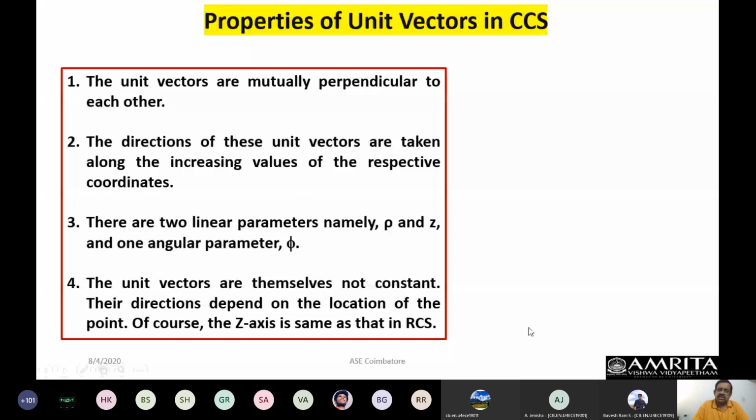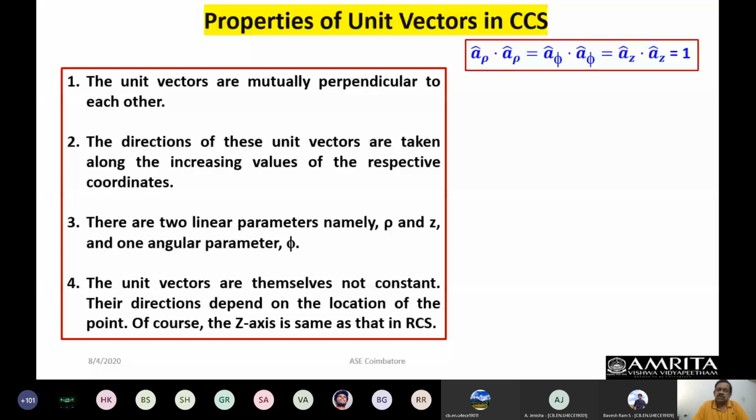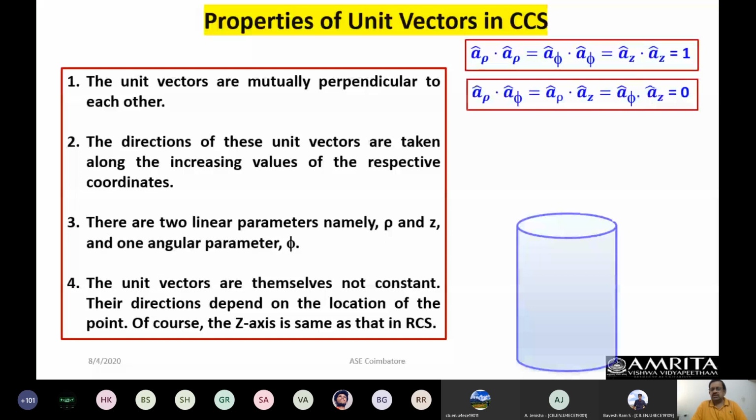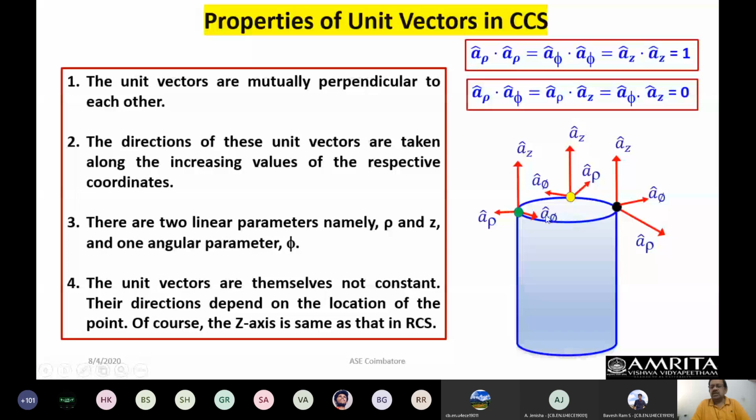The z-axis is the same both in the rectangular coordinate system and in the cylindrical coordinate system. But for a rho and a phi, the directions are not going to be constant, as will be shortly visualized through this figure. So I'm showing this figure over here. Now there is another point, and the directions have changed. Now if I bring a third point, the directions have changed. So you can see the z direction has not changed, but with respect to the origin, the rho directions have changed. The point over here, the radius is increasing like this.